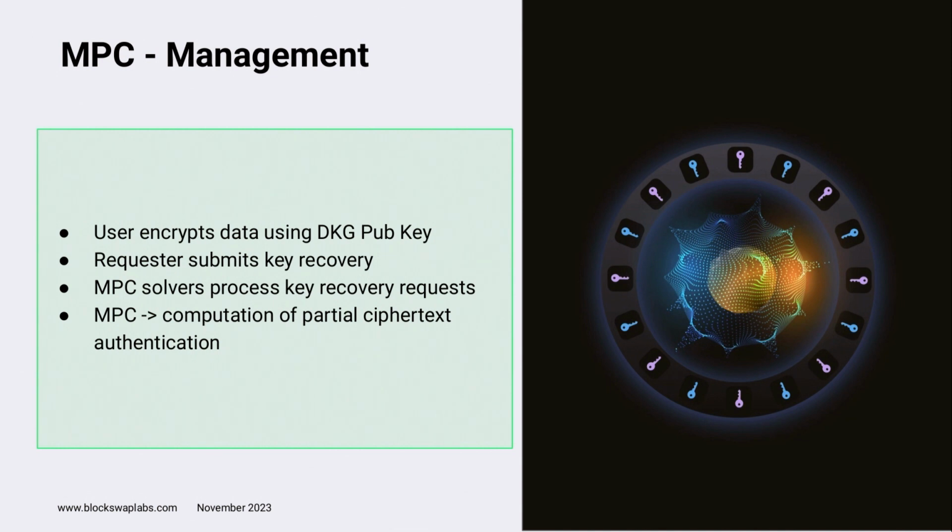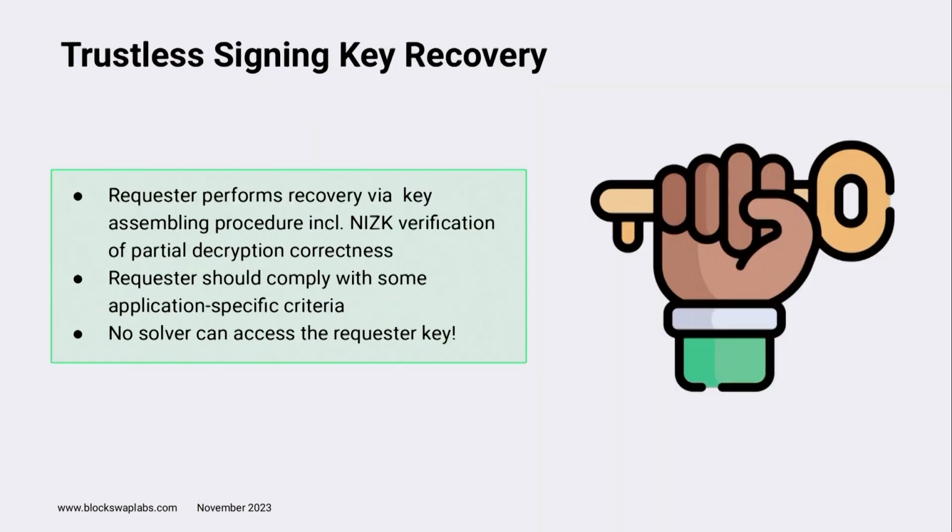Actually, the eligibility of this requester submission fully depends on the business logic of the application that you run on top of this protocol. So it could be anything, but the next step is that this requester submits this key recovery, and these MPC solvers are performing some computations over this data. They are just processing these requests, doing these computations and pushing this data back on chain.